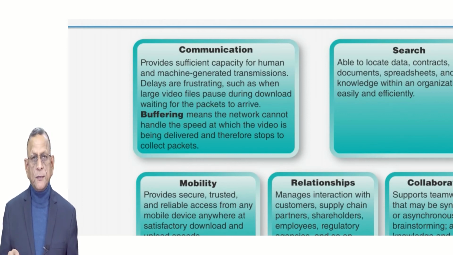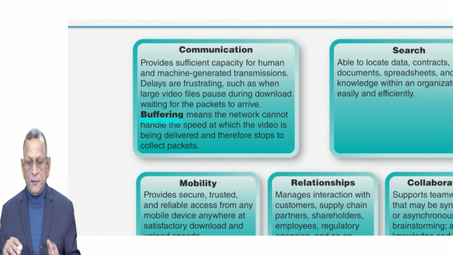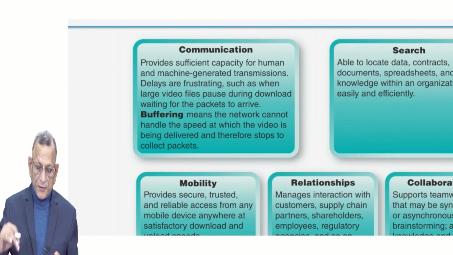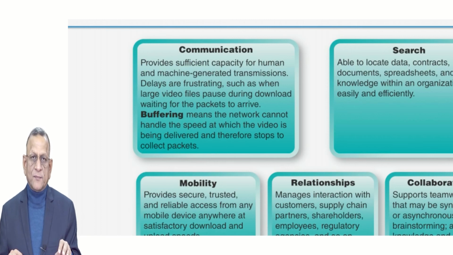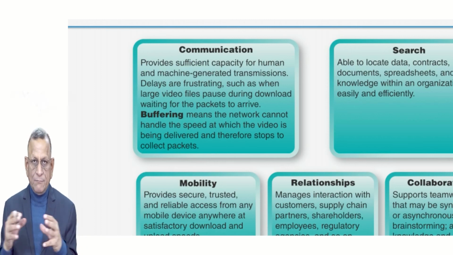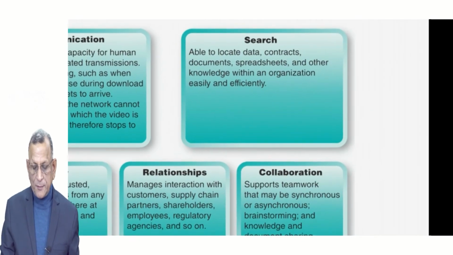So, 2 things we have understood. The communication may be human generated or machine generated. If the communication is slow, then the machine will start buffering and the packets will keep on arriving one by one. When we have received all the packets related to a particular communication, only then will the machine be able to assemble them and show the results to us. This is the one known as communication.